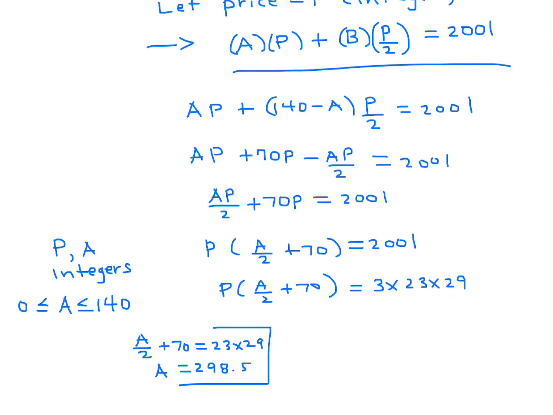Let's say that instead of what we did previously, we let P equal 23. Move 1 over there. If that's the case, that means A over 2 plus 70 would be equal to 3 times 29. Right? That's the only other choice remaining. All right, let's solve for this. So A over 2 plus 70 is equal to 87.